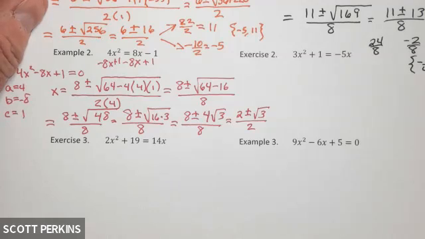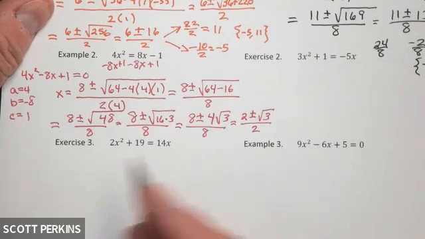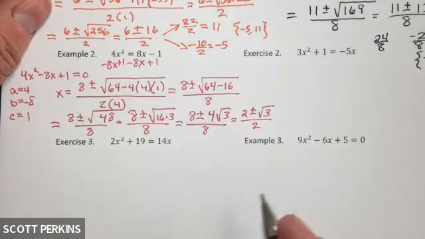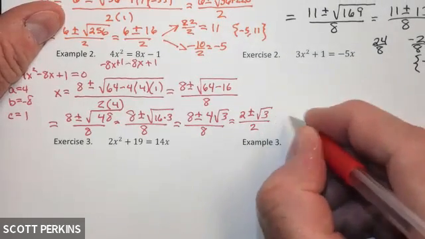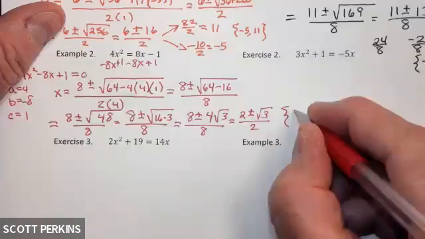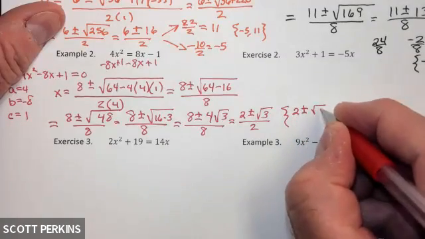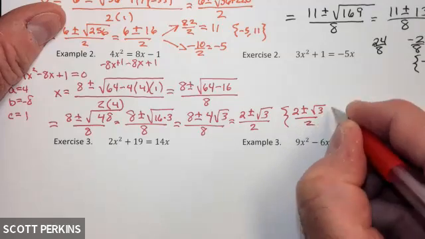I'm going to leave them as one thing. You can separate them. So I'm just going to find a little space. I'm probably just going to get a new sheet so that I don't keep cluttering this up. So my solution set is, I like to write it just as one thing, 2 plus or minus the square root of 3 over 2.